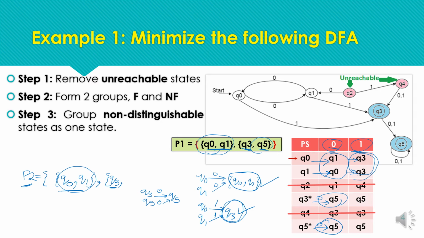So from Q3 for input symbol 1 we are moving to Q5, and from Q5 also we are moving to the state Q5. So the condition is also fulfilled for input symbol 1, as we are moving to the same state Q5, and Q5 belongs to one group only, that is the group of final states. So yes, we can keep Q5 along with Q3 in the same group. Okay, so this is the resulting partition P2.